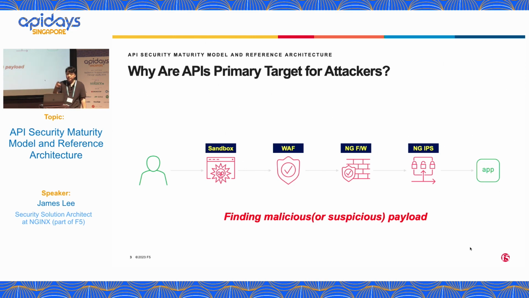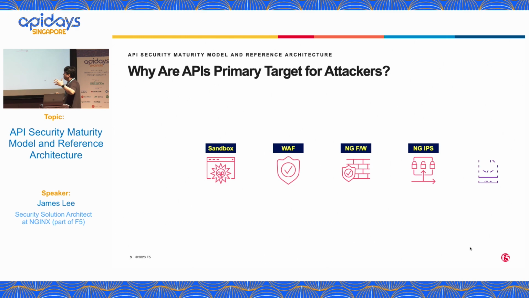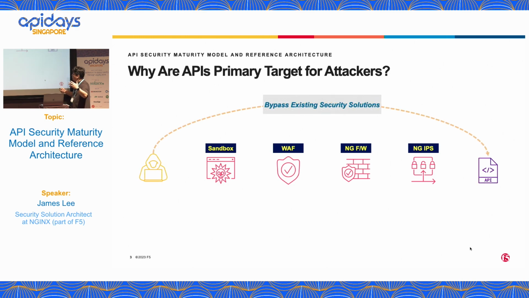But the problem is when you expose those REST API and GraphQL API to the internet, to the public. Now, the problem is, once the attackers are targeting the API, it logically bypasses all of your solutions. Why? How? Because of two reasons.